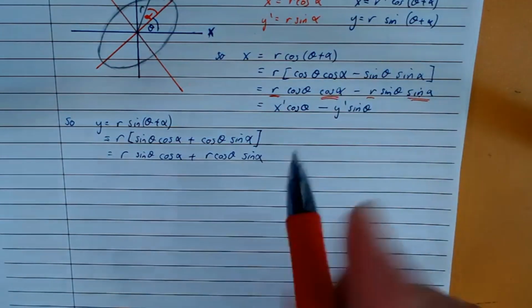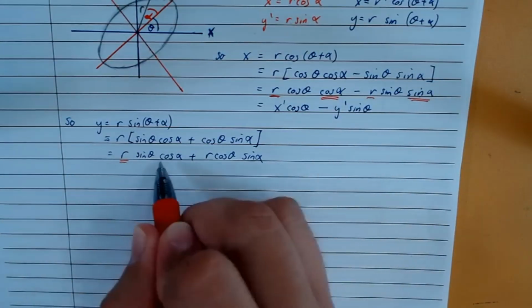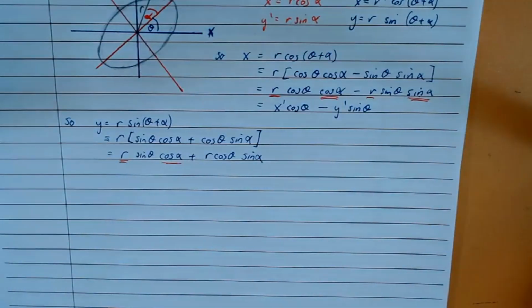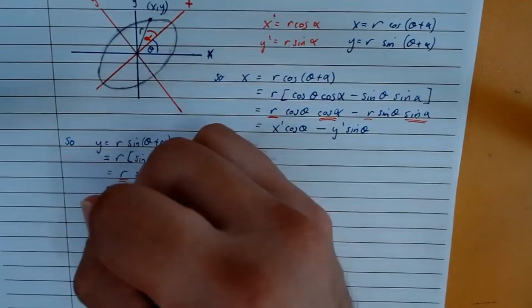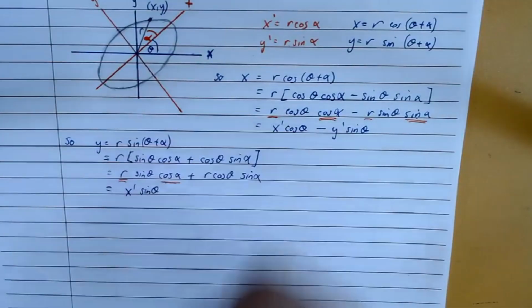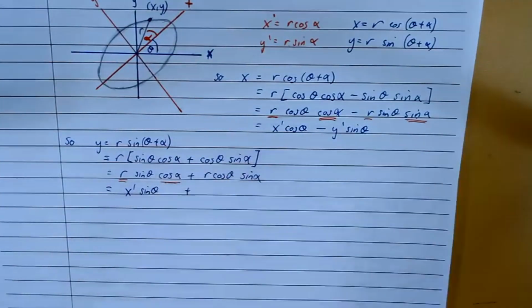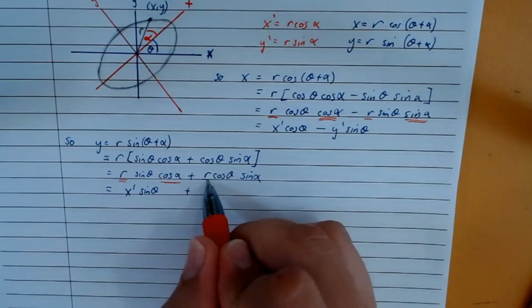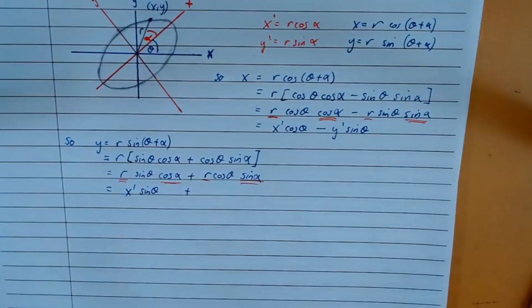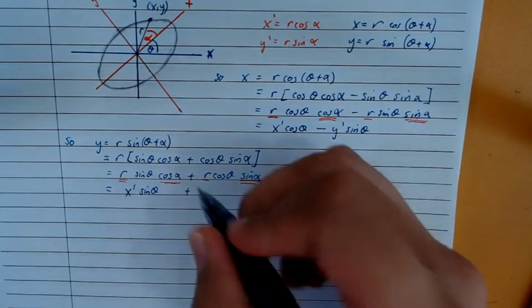But now, just like before, you'll notice, hey look, r cosine of alpha, that's x prime. So here that's equal to x prime times that sine of theta. And over here we have plus that r sine of alpha, that's y prime, which gets multiplied by the cosine of theta.